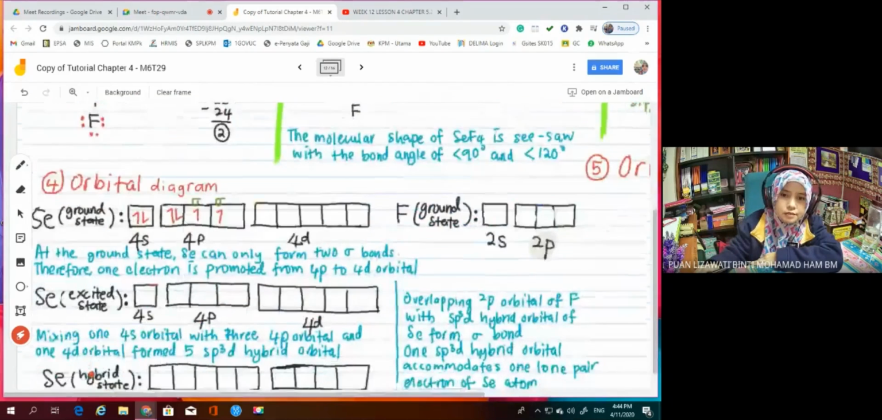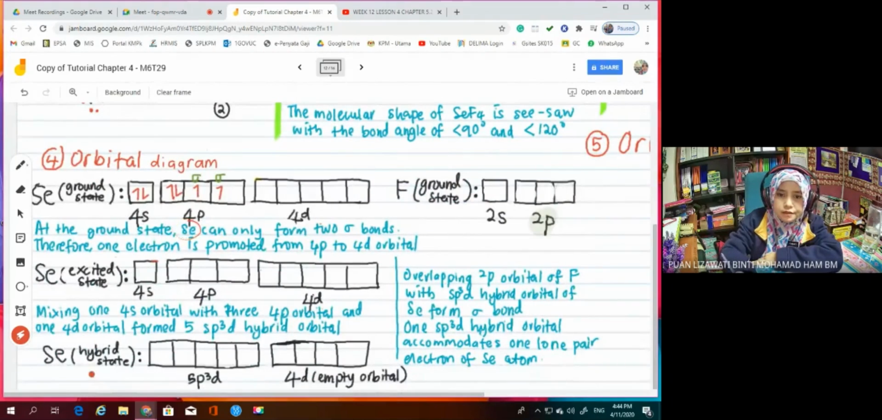Okay, so here is the expansion. Mention that Se can form only 2 sigma bonds and one electron is promoted from 4p to 4d. Therefore it forms the excited state. At the excited state, we have one paired electron with 4 single electrons, which means the paired electron represents the lone pair. Next, since the excited state is unstable, we have to mix one 4s orbital with 3 4p orbitals and 1 4d orbital.